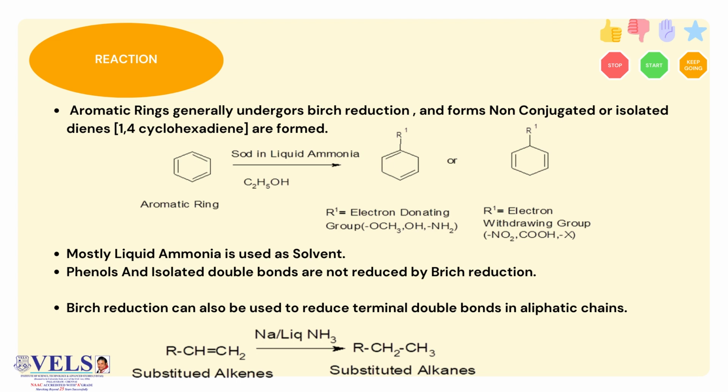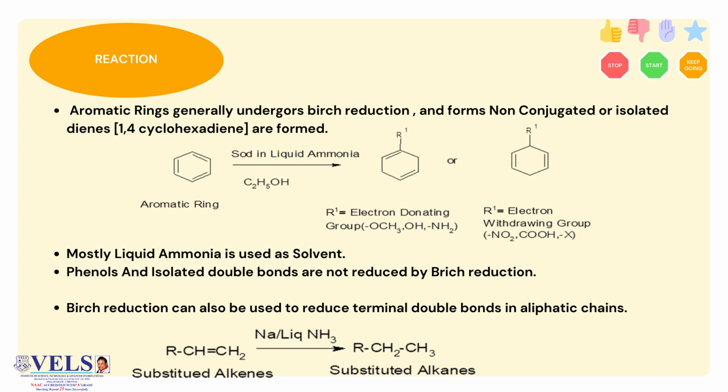Here, the aromatic ring which you have taken, if it is reacted with sodium in liquid ammonia and ethanol, can be substituted with electron donating groups or even electron withdrawing groups. Examples of electron donating groups are OCH3, OH and NH2, and electron withdrawing groups include NO2, COOH or X. In the presence of these also, the compounds will undergo Birch reduction successfully. Mostly the solvent used here is liquid ammonia, which dissolves sodium metal.